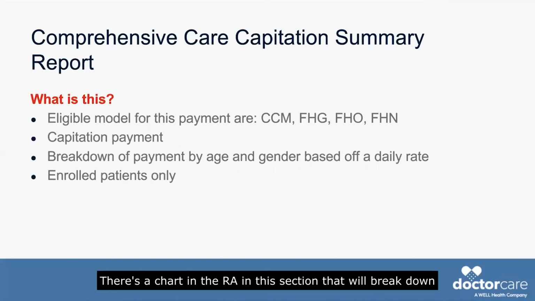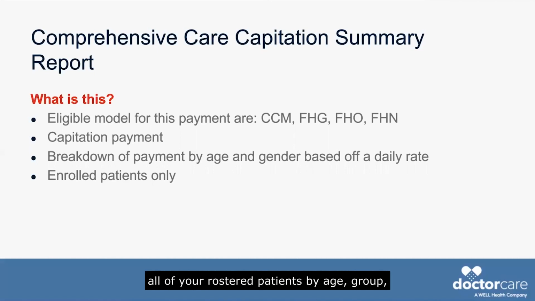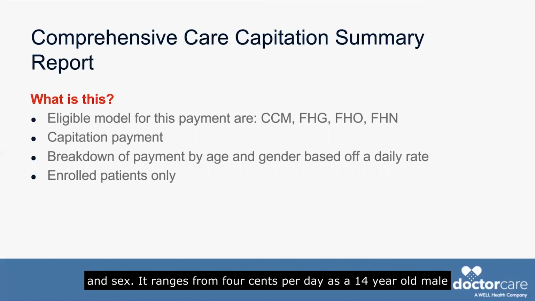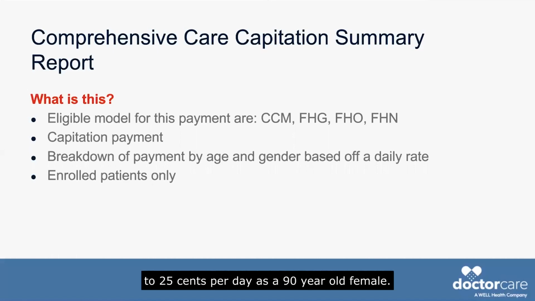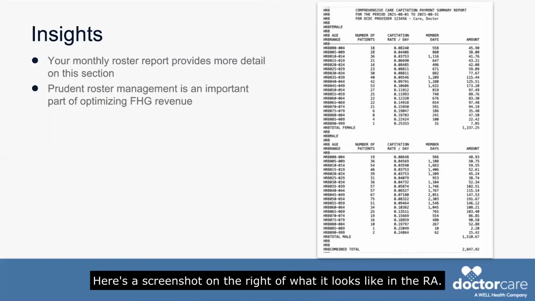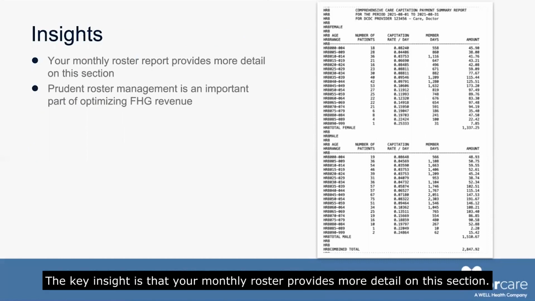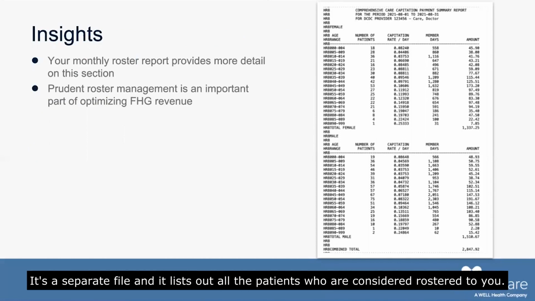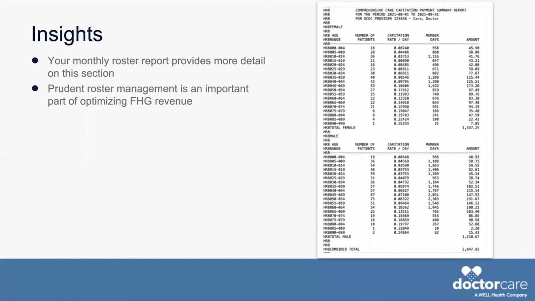There's a chart in the RA in this section that will break down all of your rostered patients by age group and sex. It ranges from 4 cents per day as a 14-year-old male to 25 cents per day as a 90-year-old female. Here's a screenshot on the right of what it looks like in the RA. The key insight is that your monthly roster report provides more detail on this section. It's a separate file, and it lists out all the patients who are considered rostered to you.